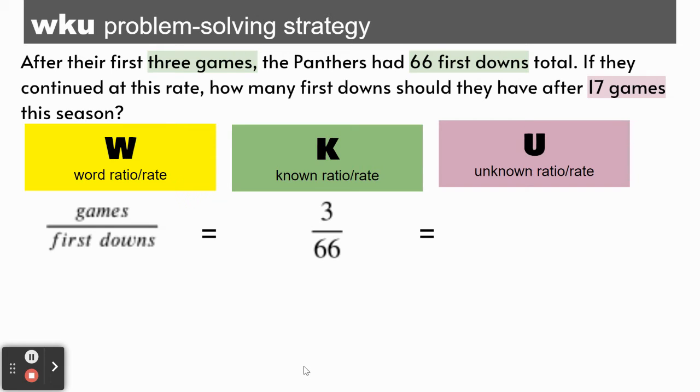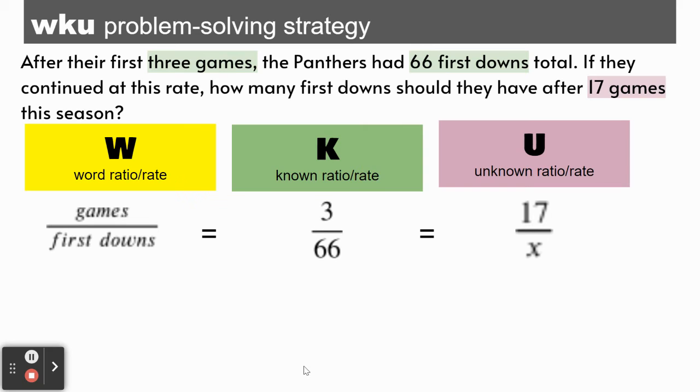Okay, now my unknown, it says how many first downs should they have after 17 games? So the first downs is going to be the variable. And I know that it's 17 games. So ask yourself, is the 17 going to go on top or the bottom? If it's 17 games, it's going to go on top, just like the word rate is set up. Okay, so there we go. That is how we establish the proportion.